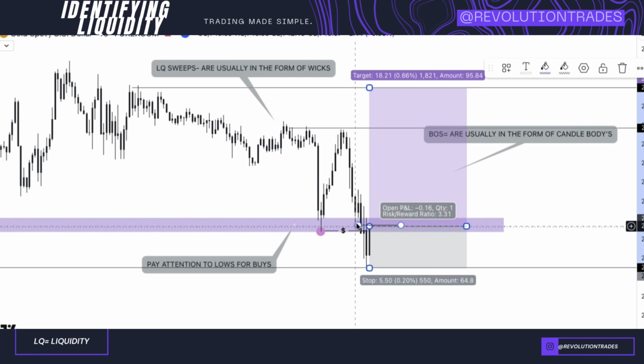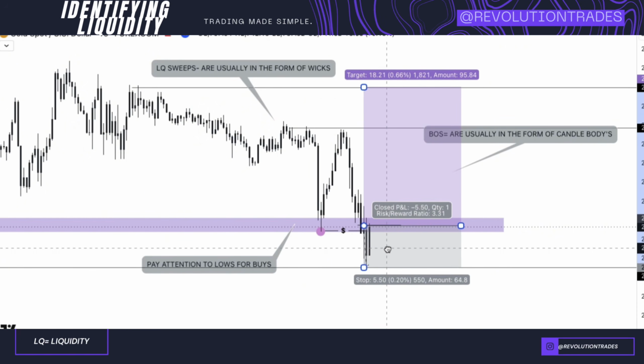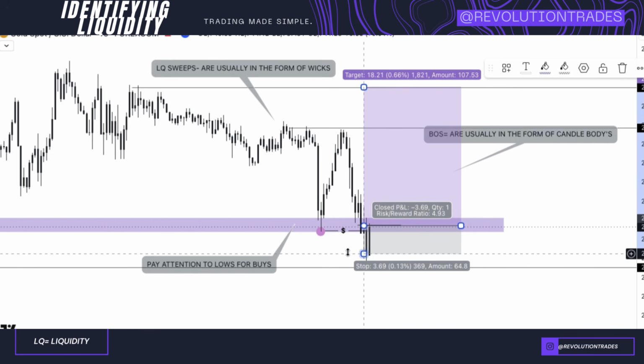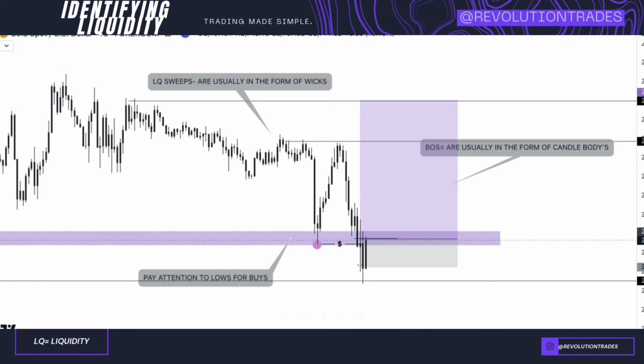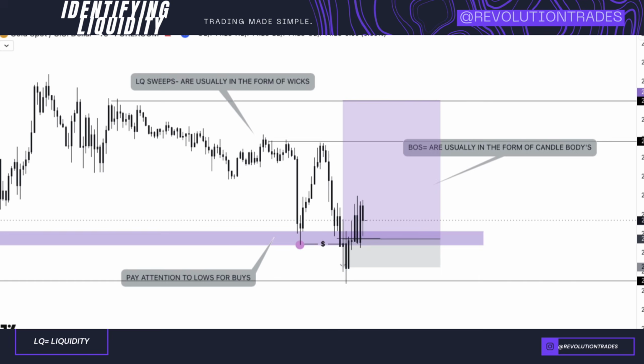It took this low out. It took this low out and it held. And because it took this low out and it held, we can then enter in for most likely a buy based off our confirmations and entry criteria. So we can play this out and see.